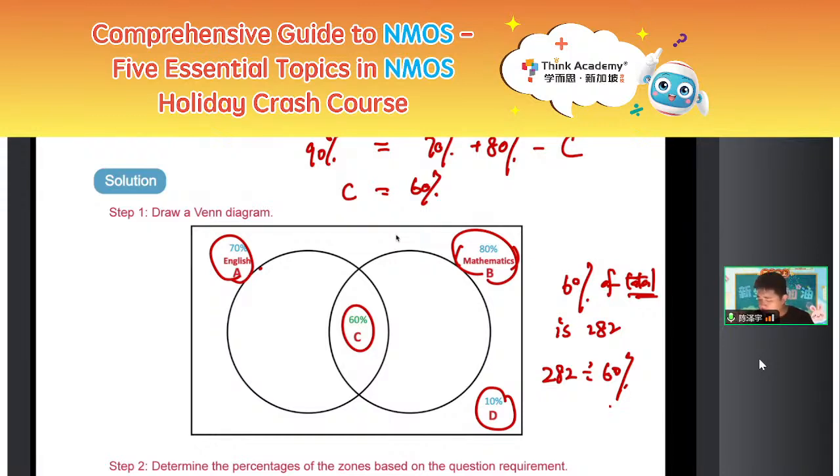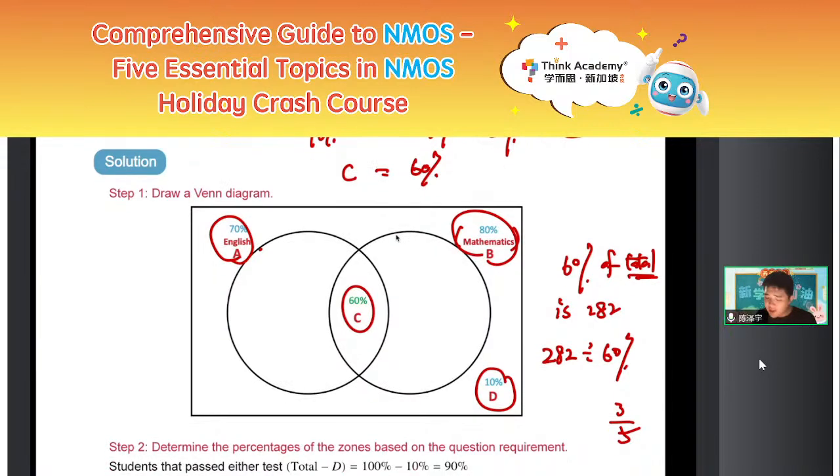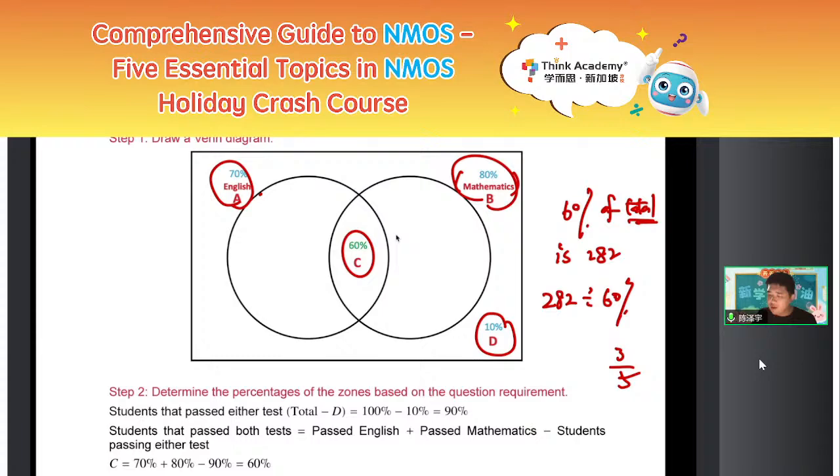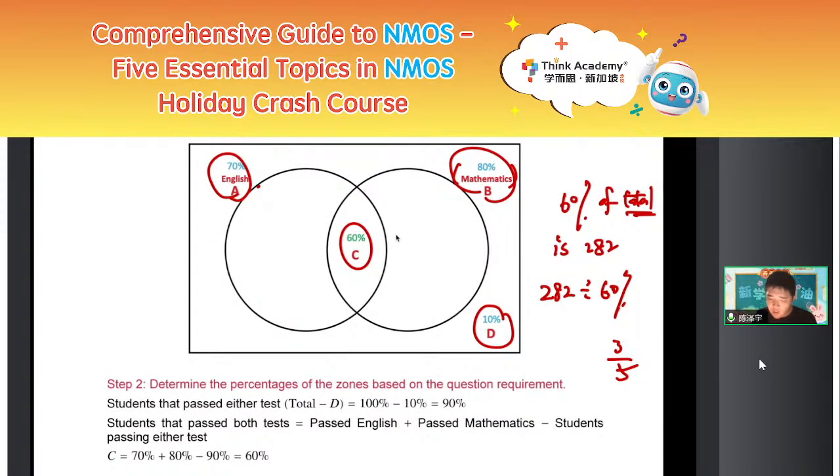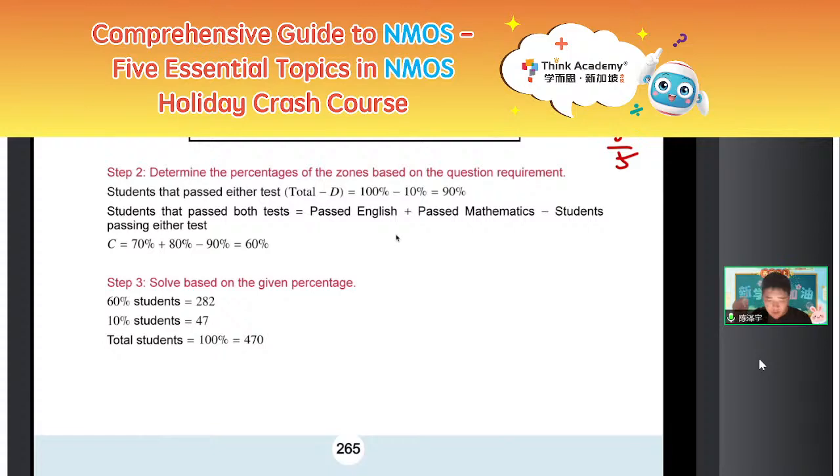How do you divide by 60%? You can either turn it into 0.6 or turn it into 3 over 5. I highly recommend changing the 60% into 3 over 5, since you will not get a calculator in the competition, so a fraction might be better for you. Dividing by 3 over 5 is the same as times 5 over 3, and you will get your final answer, 420.